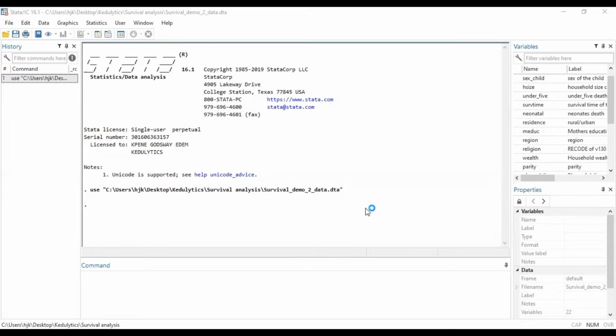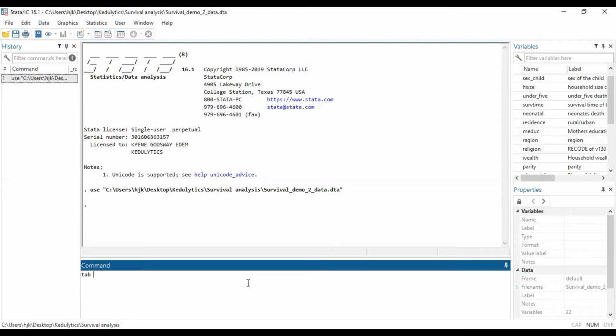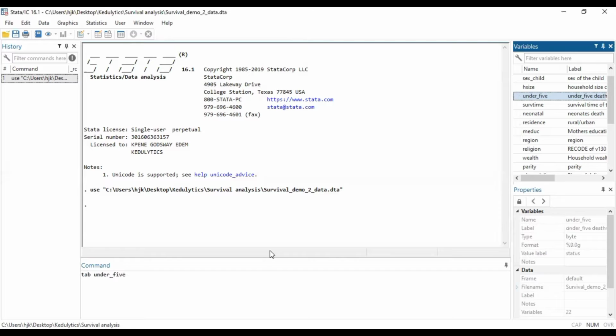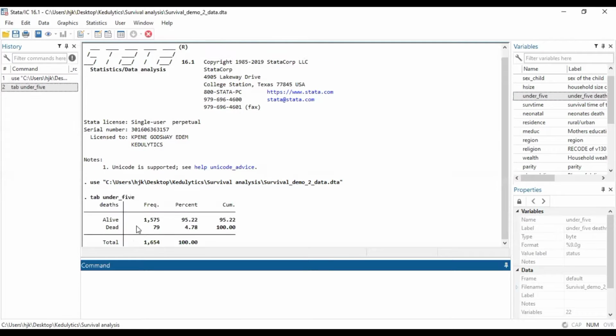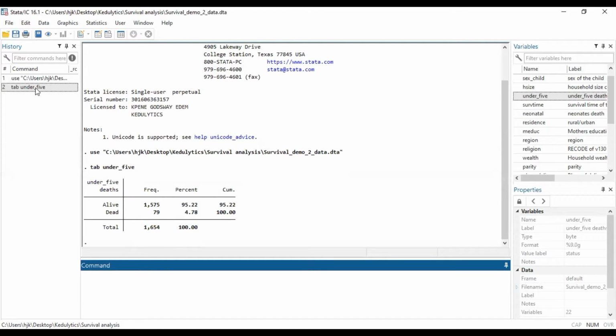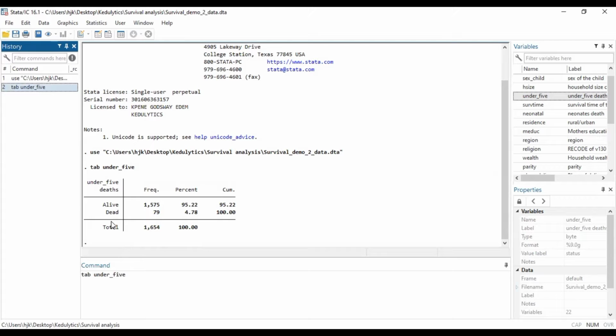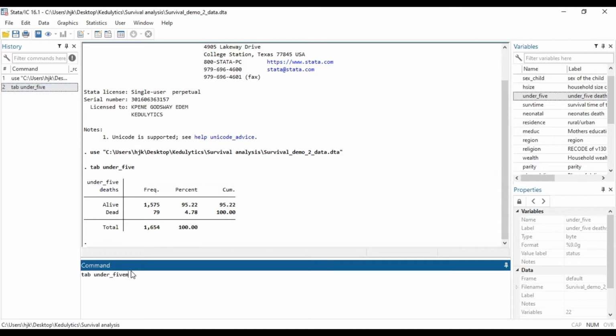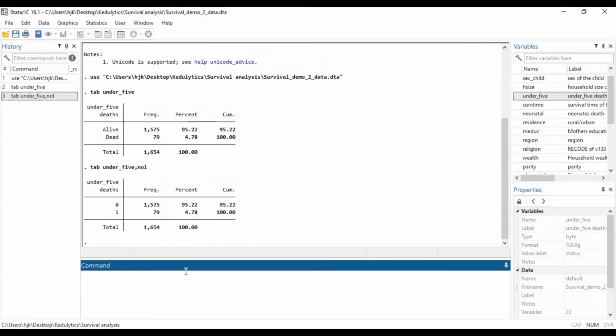That is what this particular video is going to help you do. So first of all, we want to look at our outcome variable of interest and see how it is coded. That will help us define what to do. So we have alive and then dead. Now we want to have a no label such that we can tell which one is 1 and which one is 0.